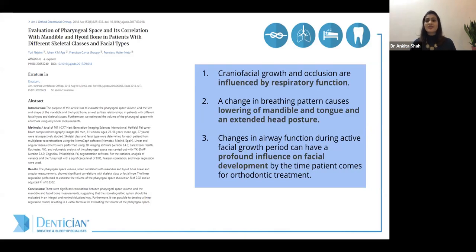And whenever there was a change in breathing pattern, there was a lowering of the mandible as well as the tongue. And there was always an extended neck posture.